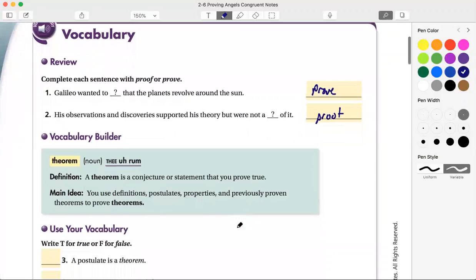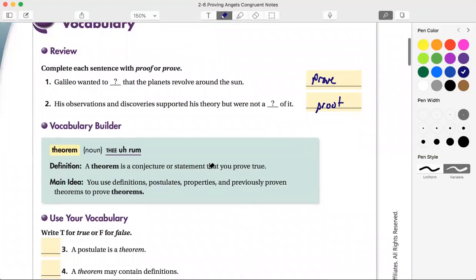So, vocabulary builder, theorem. A theorem is a statement that we prove to be true. So a conjecture is our educated guess, but we haven't proved it yet. A theorem is our guess that we proved using steps and procedures. So we use definitions, postulates, properties, and previously proven theorems to prove theorems.